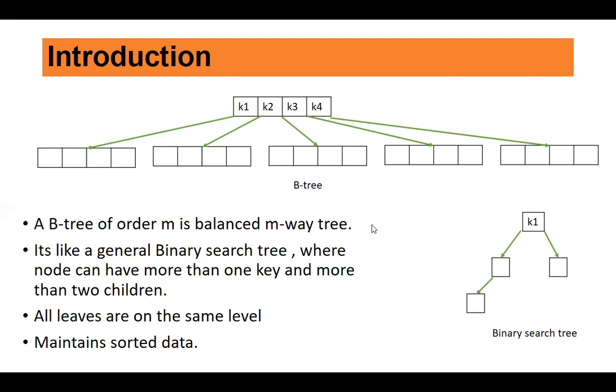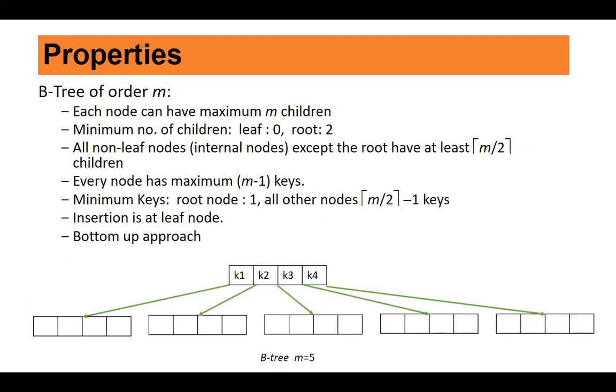So first, let us look at the properties. A B tree of order M: M is usually an odd number. Each node can have a maximum of M children. If M is 5, then each node can have 5 children: 1, 2, 3, 4, 5.